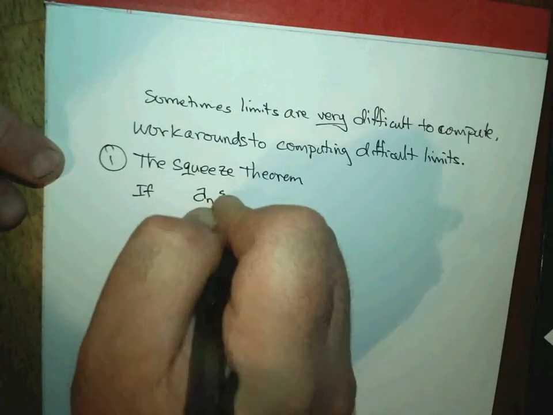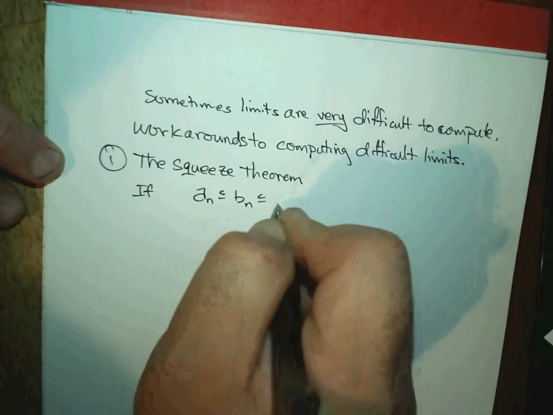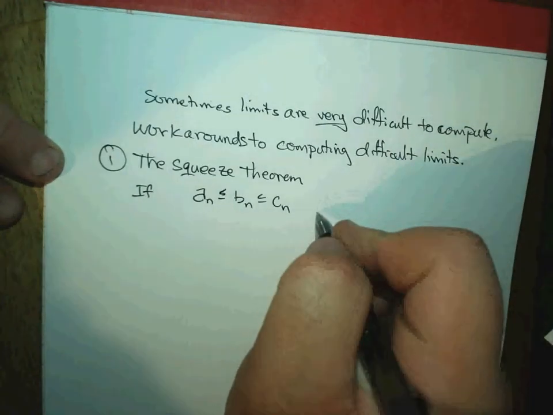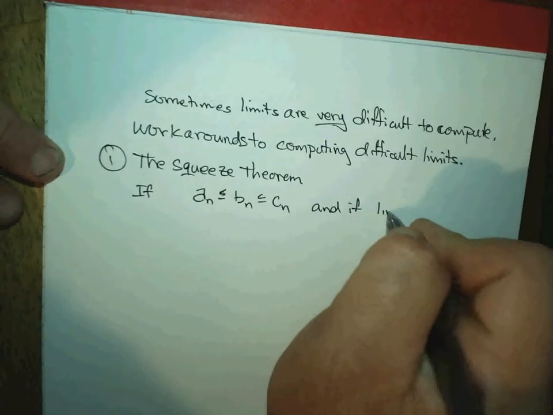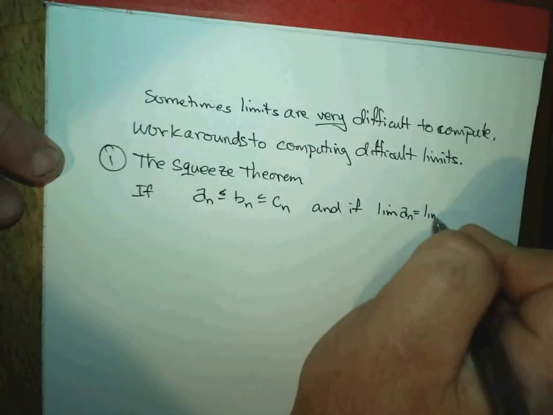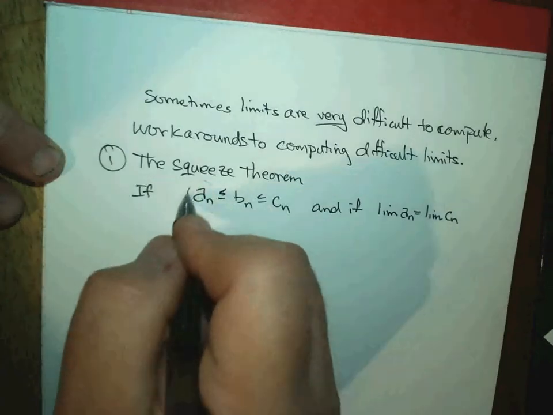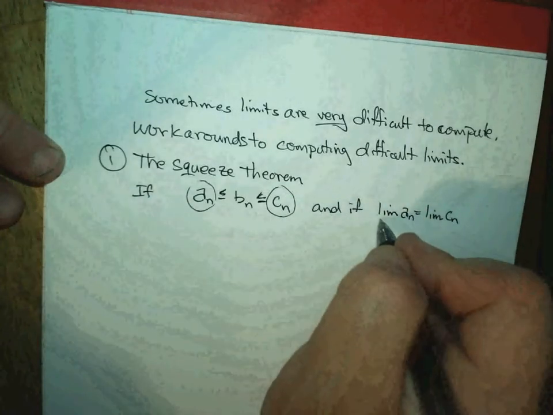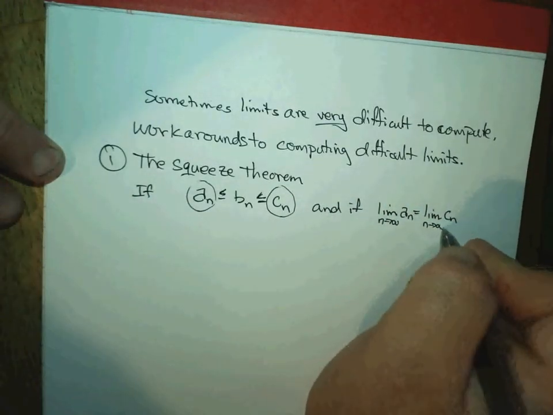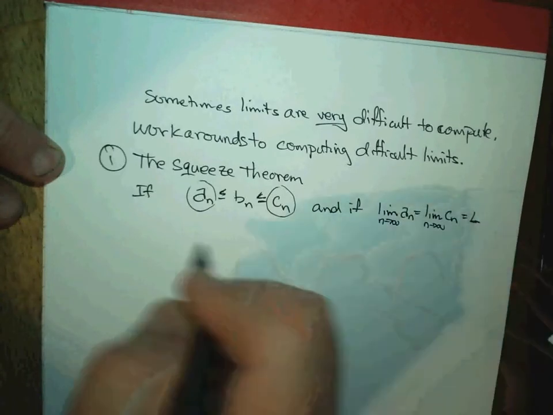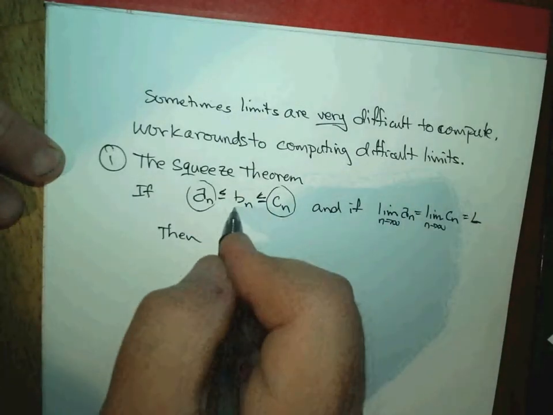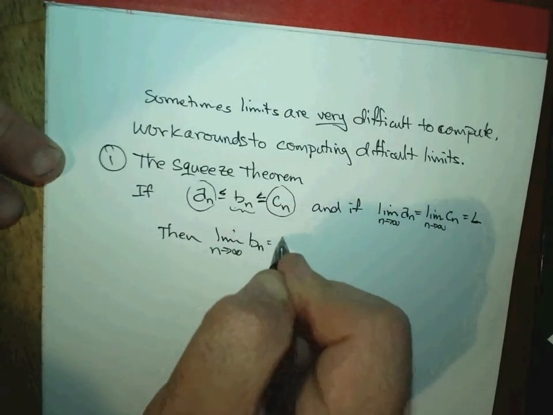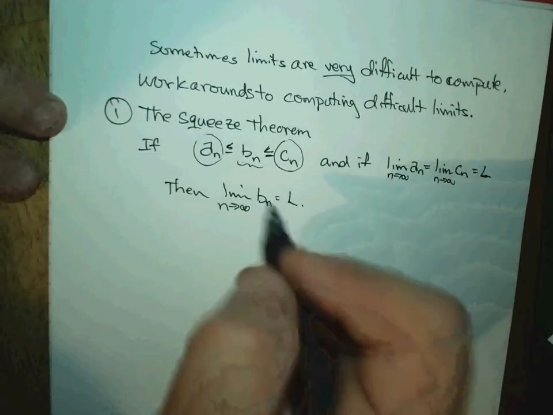And the Squeeze Theorem simply says this: if you've got three sequences, you've got a sequence a sub n that's less than or equal to the terms b sub n, which is less than or equal to the terms of the sequence c sub n. And if the limit of a sub n is the same as the limit of c sub n, meaning the limit of the smallest of this chain of inequalities and the limit of the largest, if those are the same, if they have the same limit, then this sequence that's squeezed between them must also have the same limit.